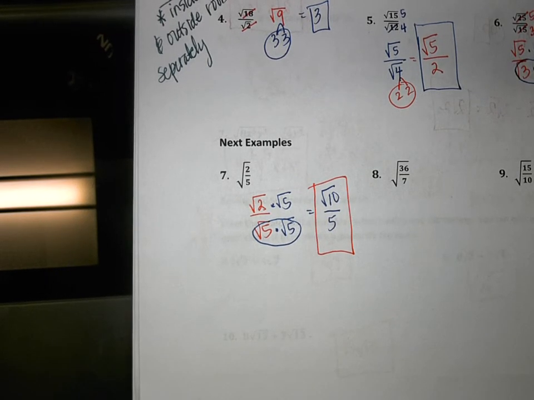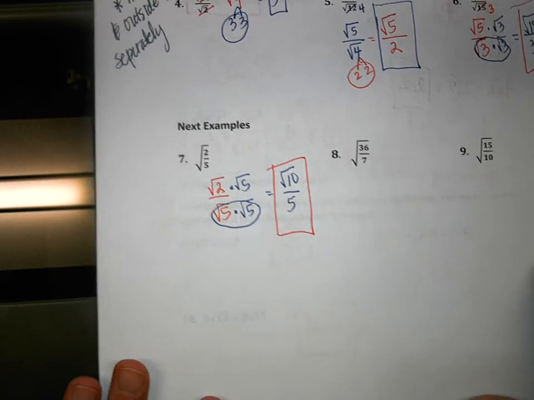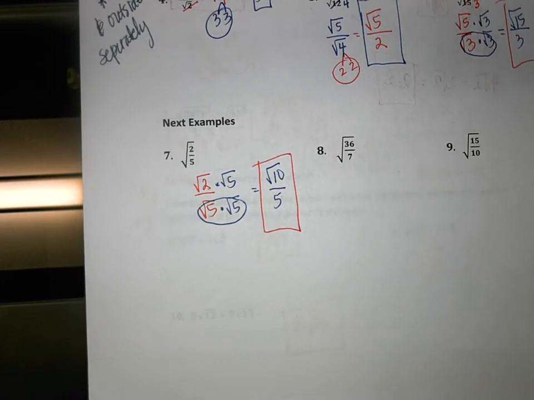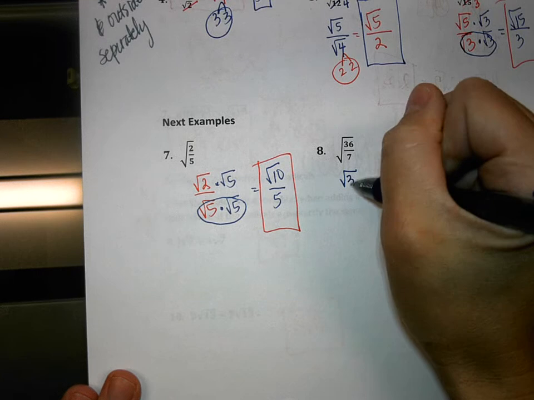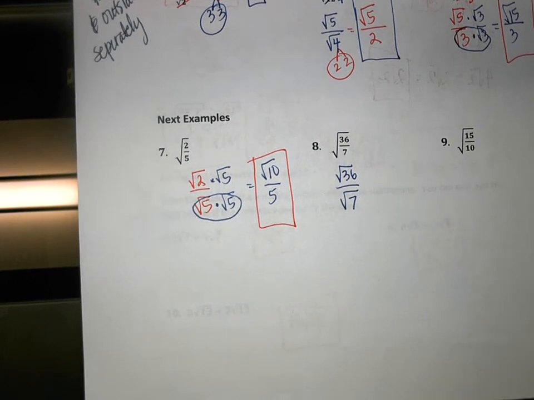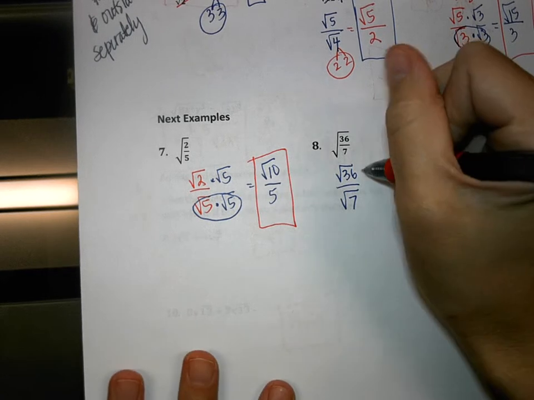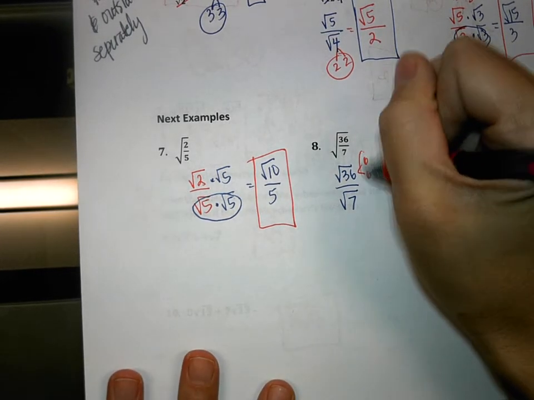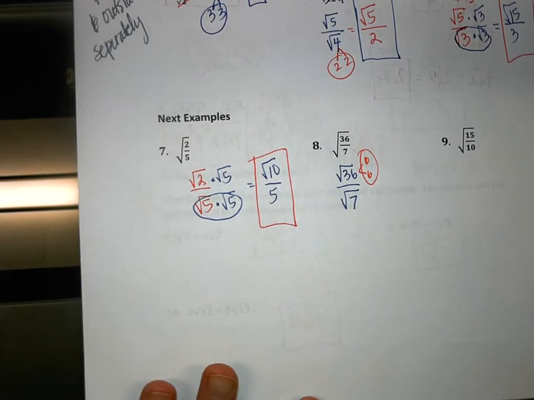remember. Okay, number 8. Can I reduce 36 and 7? No. What should I do now? Okay, so write them as separate roots. Okay? We have root 36 over root 7. Can either of those roots be simplified? No. Try again. Yes. 6 times 6. Good. 36 can be reduced to be 6 times 6. If you simplify first, it will make your life easier.